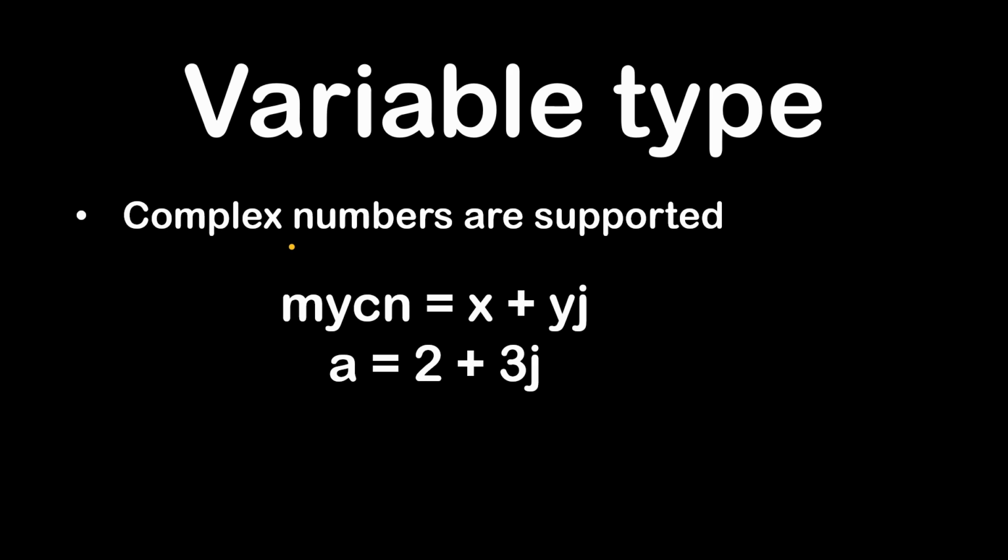Now, if you are familiar with the complex numbers, these are also supported in Python. To declare a complex number, you can use the following syntax. My complex number is equal to x, the real part, plus y, the imaginary part, where we added the j letter to tell Python that y here is an imaginary number. So in the example where a is equal to 2 plus 3j, it means that 2 is the real number and 3 is the imaginary number.